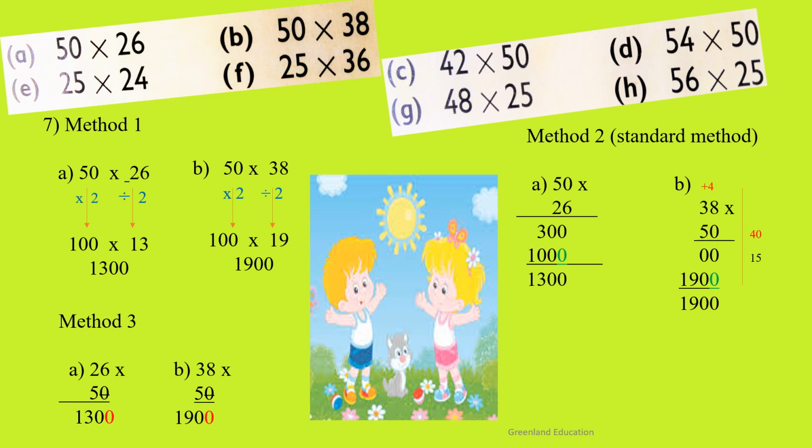Next you have to multiply 38 by 5. 5 times 8, 40. From 40 put 0. The remaining 4 goes to the tens place as plus 4. 5 times 3, 15. 15 plus 4, 19. So the answer is 1900. Seventh question all you can do according to any of these methods. Method 1, method 2 or method 3.